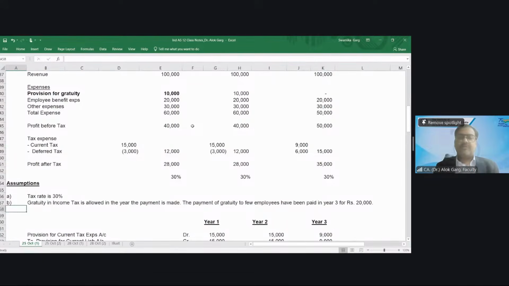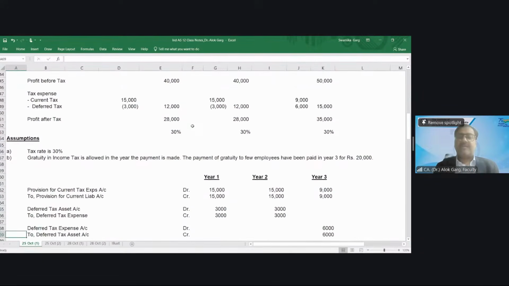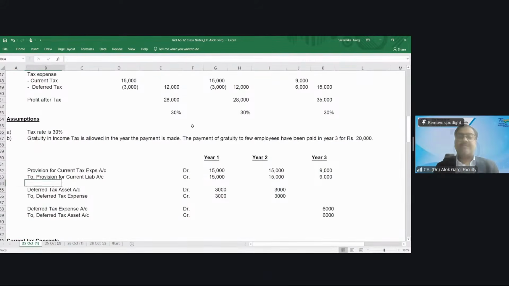So these are the accounting entries. Provision for current tax expense account debit, to provision for current tax liability account credit. Deferred tax asset debit, to deferred tax income credit. In the third year, it will be reversed: deferred tax expense account debit, to deferred tax asset account credit. Okay.